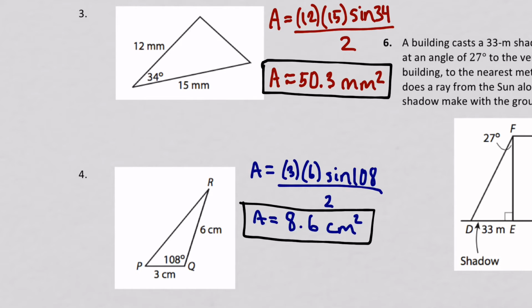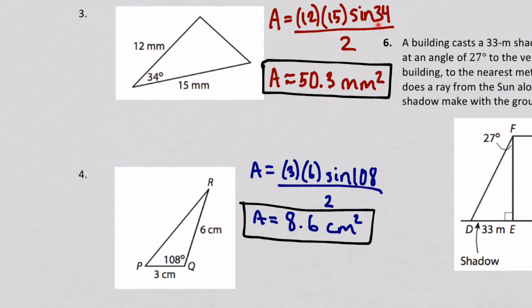Okay, so here you go. These are the correct answers for number 3 and number 4. For A, I set it up this way, 12 times 15 times sine of 34 over 2, which gave me approximately 50.3 millimeters squared for the area. For number 4, I set it up this way, 3 times 6 times sine of 108 divided by 2, and I got approximately 8.6 centimeters squared for the area.